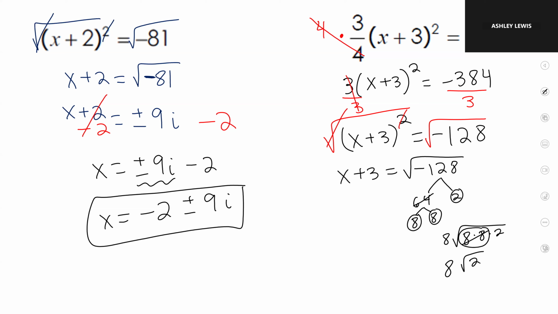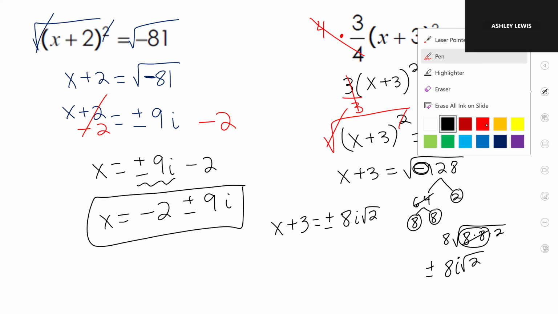What am I missing? Yes, I'm missing a plus or minus, and I need the i. Why do I need the i? Yes, because I had a negative here. So my answer will have an i. So let me write what I have. I have x plus 3 equals plus or minus 8i square root of 2.